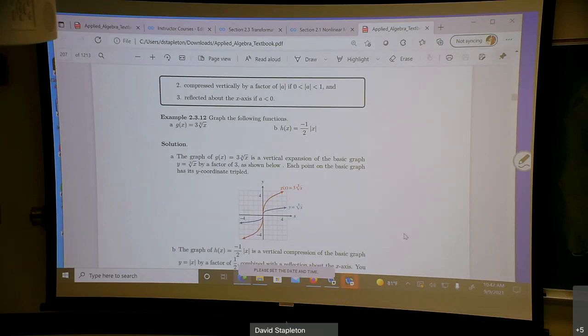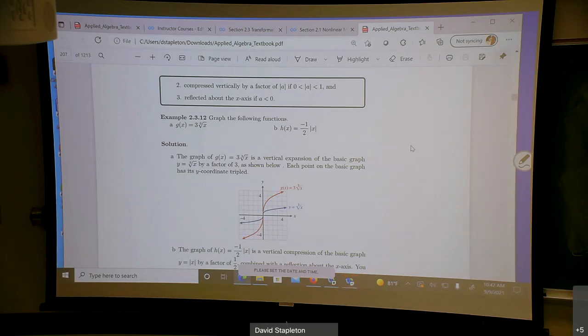H equals minus a half absolute value of x. H of x equals minus a half times the absolute value function. What does that look like?